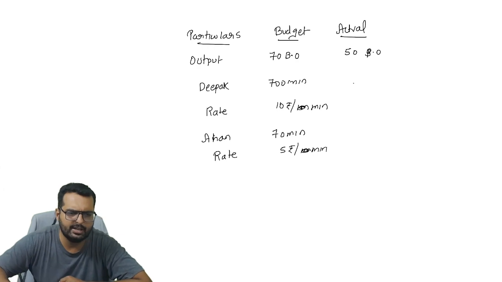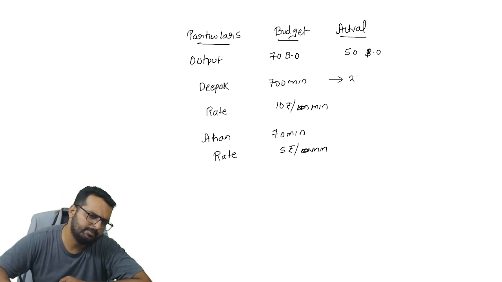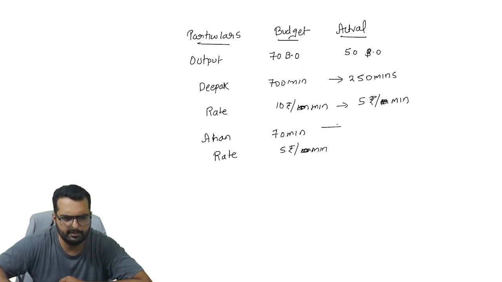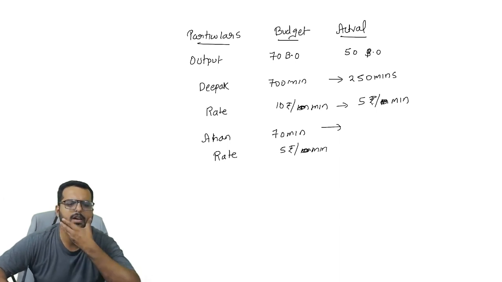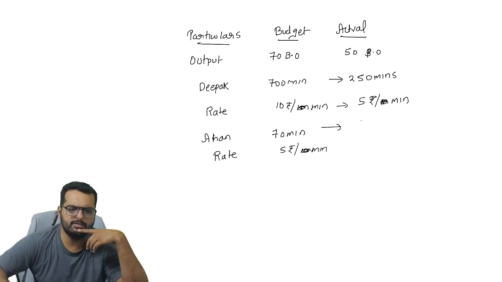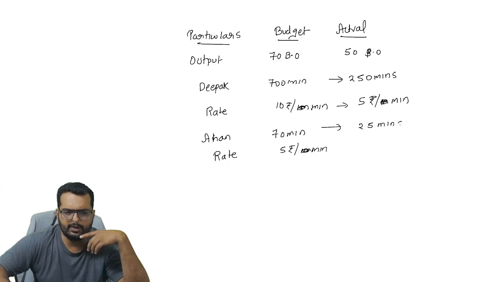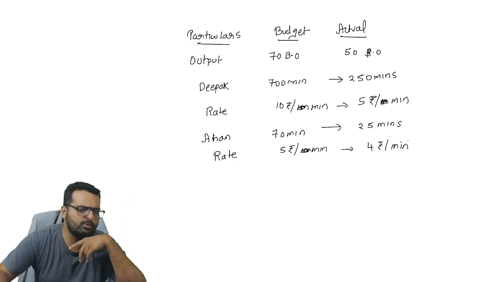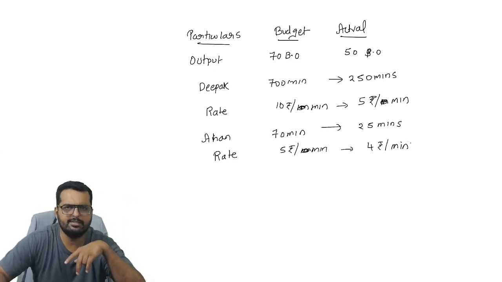Now when the actual data came up, the actual data was for 50. This fellow took around, let us say, 250 minutes only. All right. And let us say the rate came down to 5 rupees per minute. So full savings over here. Instead of 70 minutes, that is 1 minute per this thing, he spent only 25 minutes over here and he ended up paying only 4 rupees per minute. Friends, write down this. Can you try solving it on your own? If you don't get the answer, I will do it on the board.